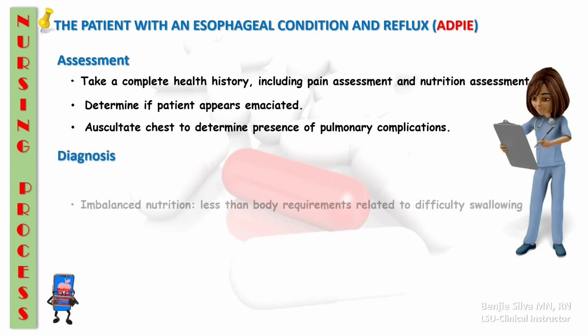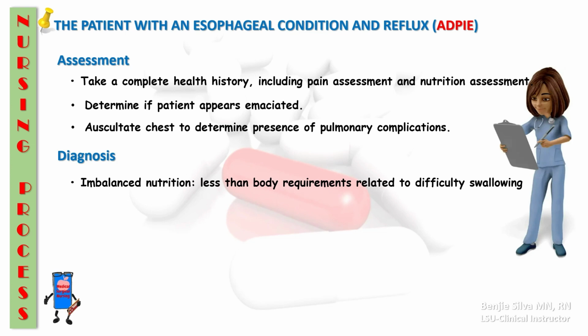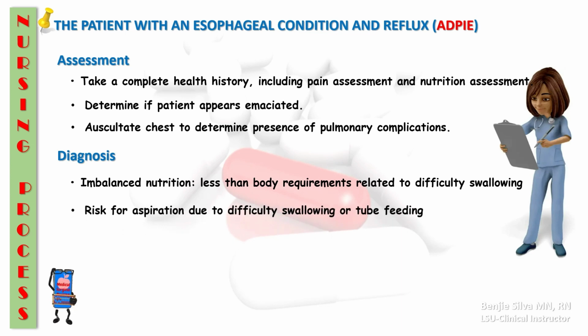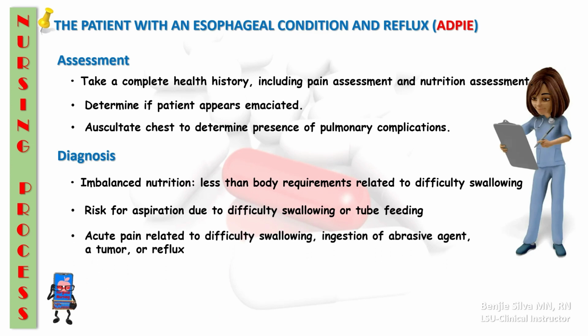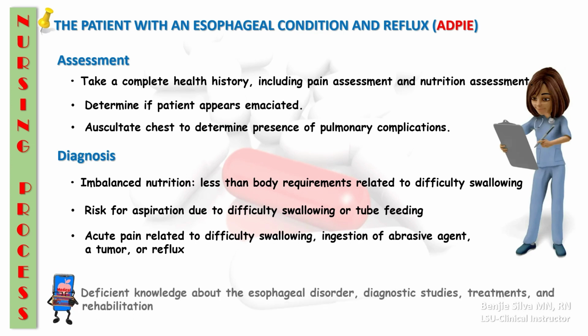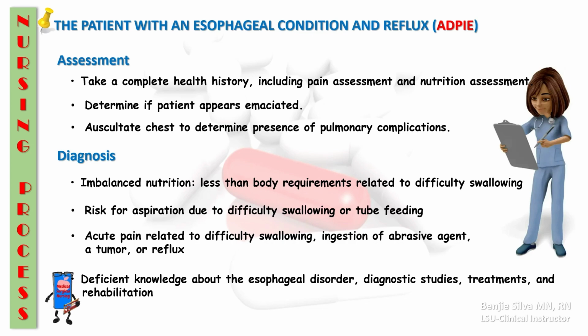Diagnosis. 1. Imbalanced nutrition, less than body requirements related to difficulty swallowing. 2. Risk for aspiration due to difficulty swallowing or tube feeding. 3. Acute pain related to difficulty swallowing, ingestion of abrasive agent, a tumor, or reflux. 4. Deficient knowledge about the esophageal disorder, diagnostic studies, treatments and rehabilitation.